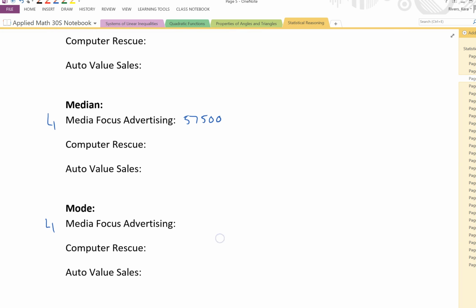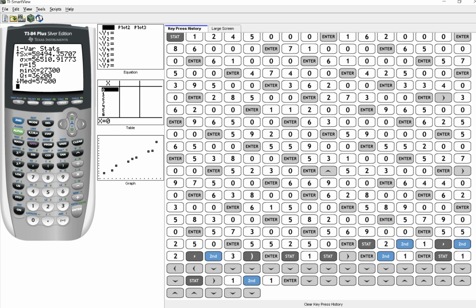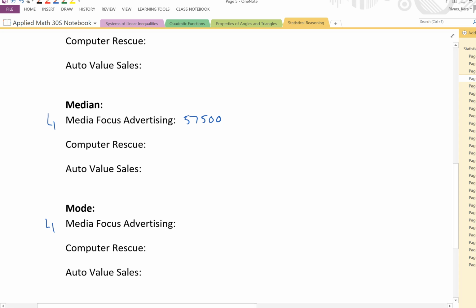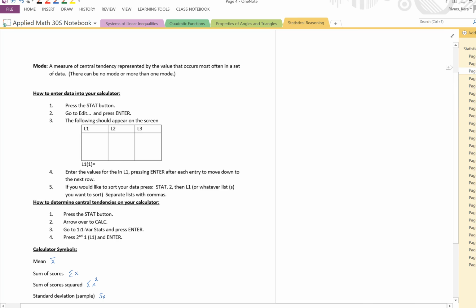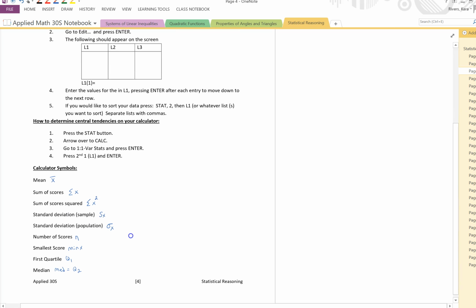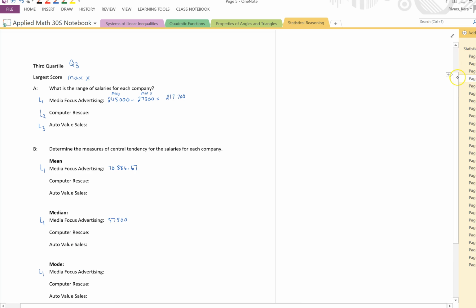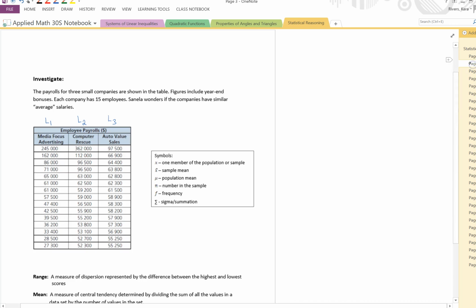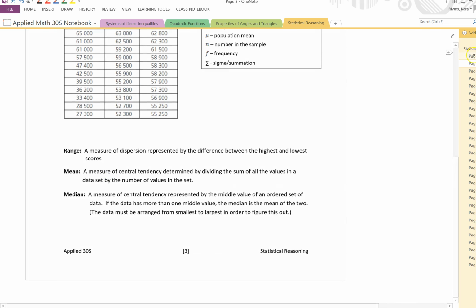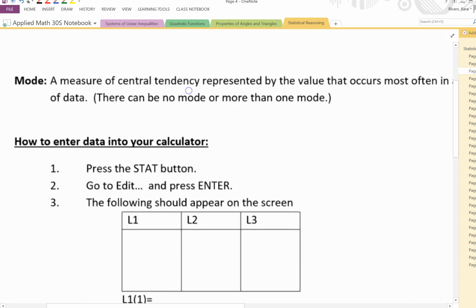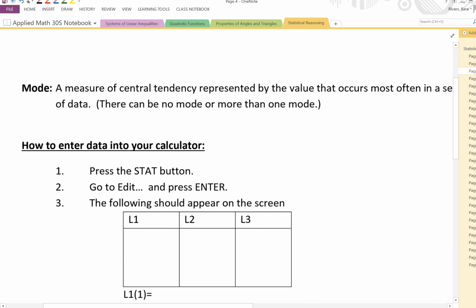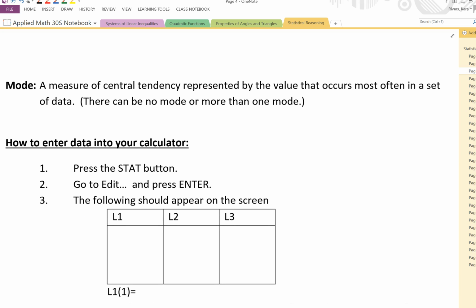All right, for the mode. The mode. Now, I don't remember seeing mode, but maybe it was there. Let's go have a look. So if we look down, max X, go back up. Okay, I don't see it. And if we go into our notes package, we look here, median, no, there's no symbol here that gives us the mode. So how do we figure out the mode? Well, what is the mode? At the top here. It says a measure of the central tendency represented by the value that occurs most often in a set of data.